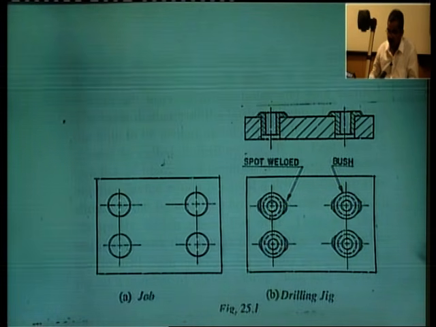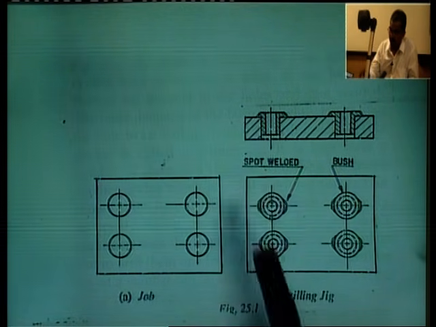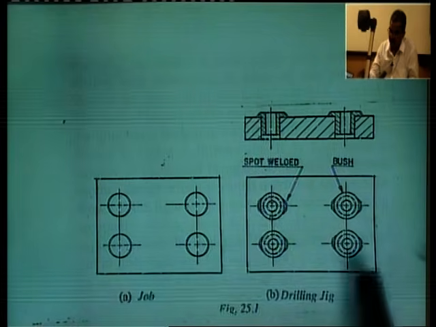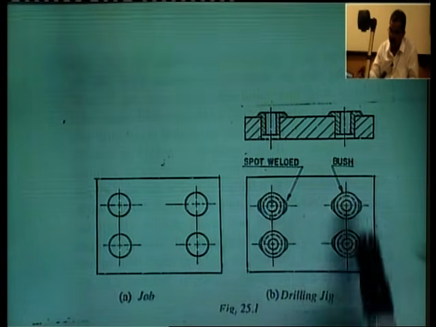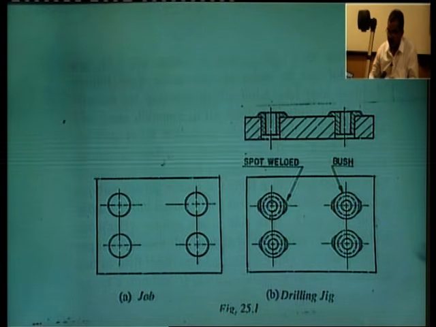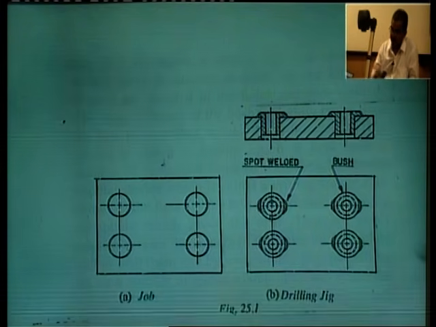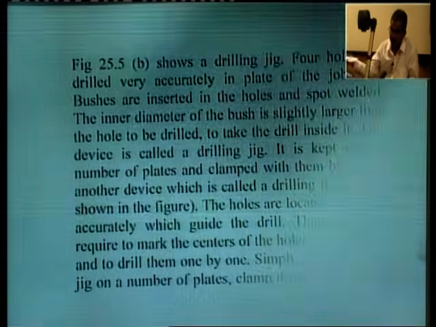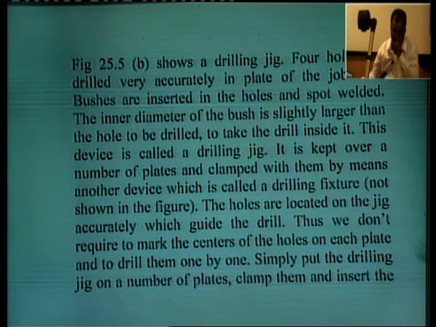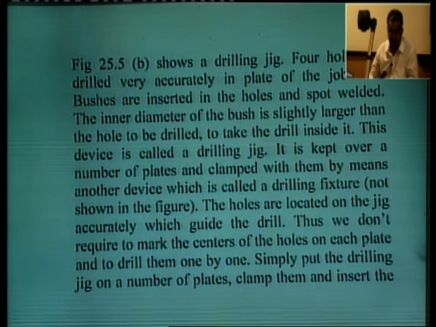Then a number of plates are placed below this standard plate, or this standard plate is called a drilling jig, and these plates are clamped and holes are drilled through these drill bushes. Figure shows a drilling jig. 4 holes are drilled very accurately in a plate of the job size.